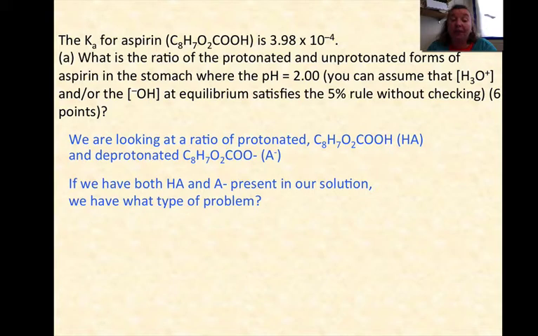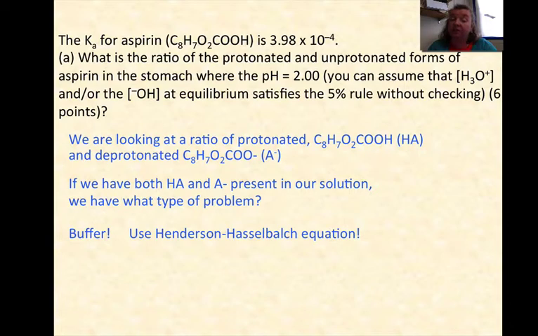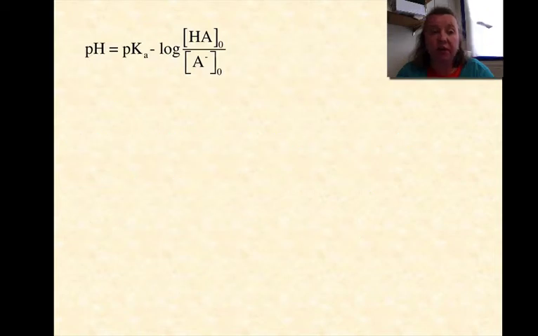If we have both HA and A- present in our solution, what type of problem do we have? We have a buffer problem. And when we have a buffer problem, what do we use to solve that problem? We use the Henderson-Hasselbalch equation. So pH equals pKa minus log of HA over A-. So here's our Henderson-Hasselbalch equation.